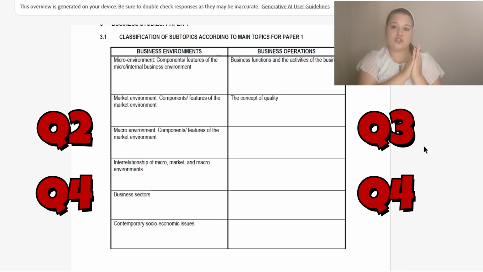So if you're going to choose business environments, you're going to answer questions 2 and question 4, right? If you want to do business operations, which is the business function and activities, as well as concept of quality, you're going to do questions 3 and 4. The reason I'm stating this as a guide for learners is because it does summarize, map out, and help you with studying, and also to achieve those high marks of those 80% that you all want to receive.